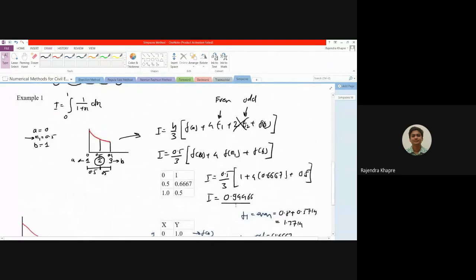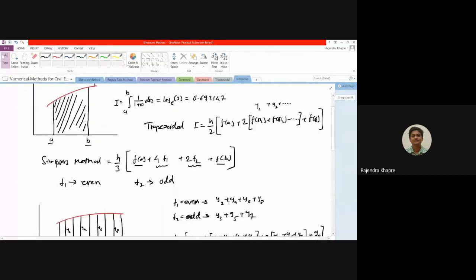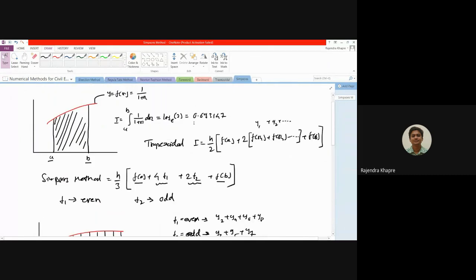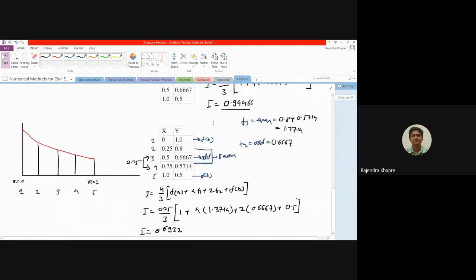You see the actual answer for this particular problem is, here I have written, okay, the actual answer is 0.6931. And what we have obtained is 0.6932. So it is very close to the solution. And how many intervals have we taken? Only 4 intervals, isn't it?